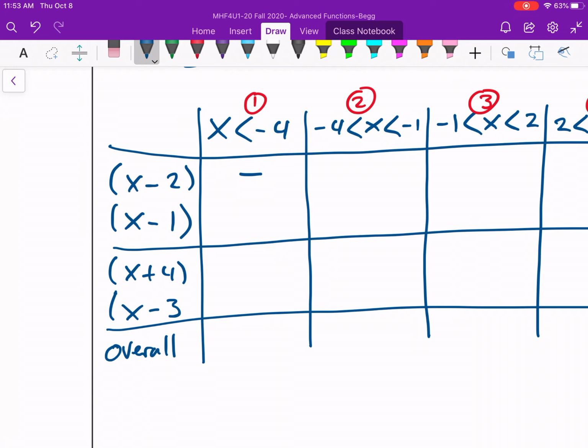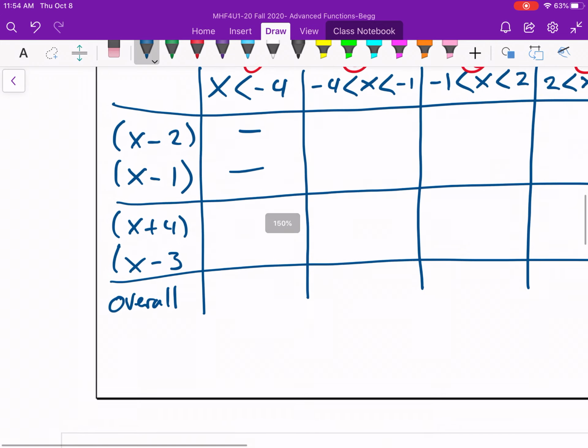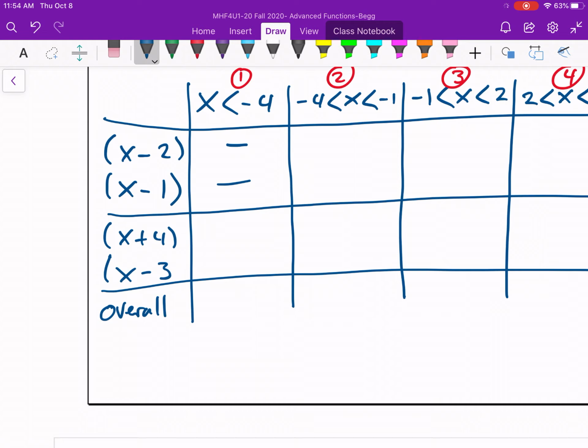Same with any value less than... if I put it in here, -5 or any number less than -5, I'm still going to always get a negative number out of it. So that one's also negative. Any number less than -4, when I add 4 to it, is still going to come up as a negative, right? If it was equal to -4, I'd get 0. But if it's less than -4, I've got to get negative here. And also if I put it into x minus 3. So all of these turned out negative.